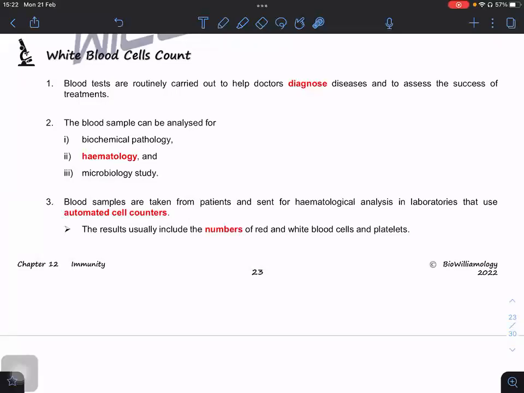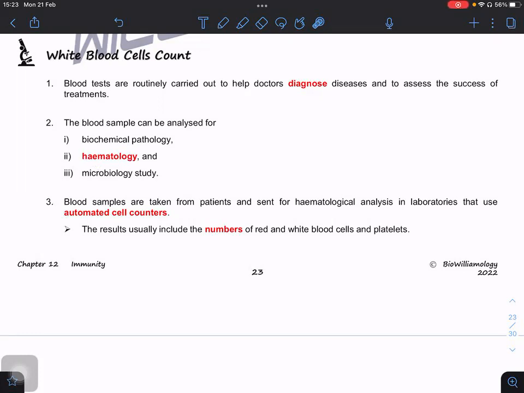So normally, when you go to the hospital, if you have any disease, the doctor may ask for a lab test. The lab test can analyze biochemical pathology. Basically it means checking whether your liver is okay or not, whether your kidney is okay or not. So we check biochemical, lipid, glucose, kidney test, and the liver function test. Those are biochemistry, or biochemical pathology.